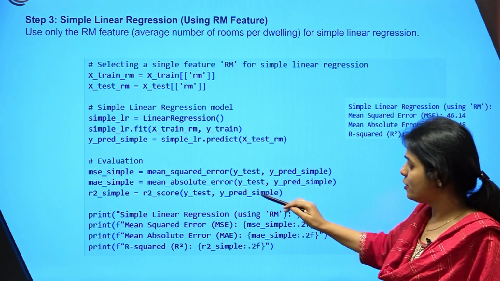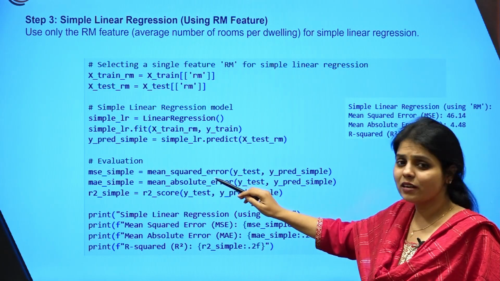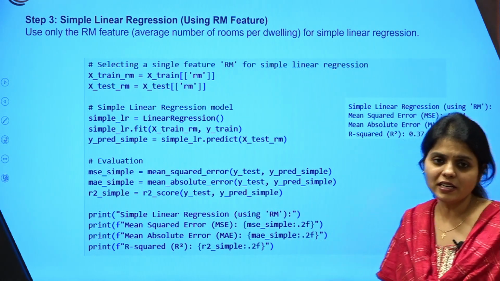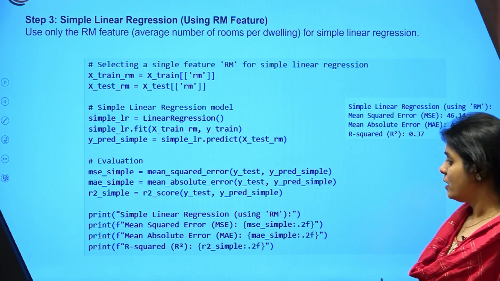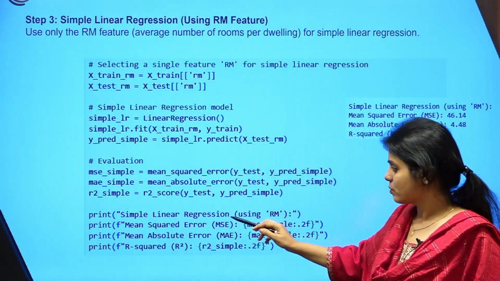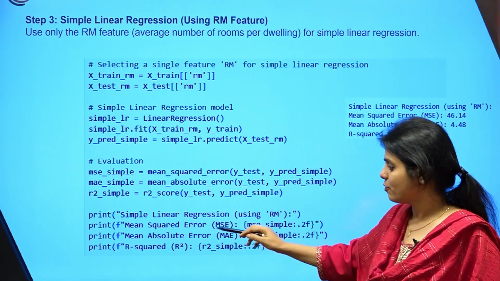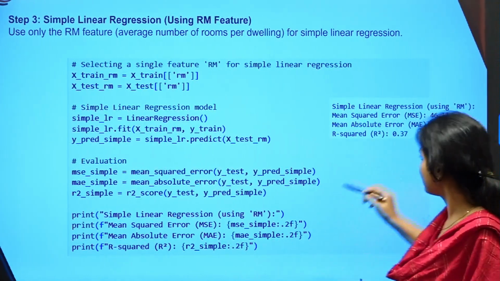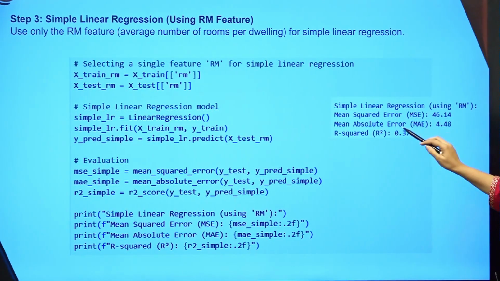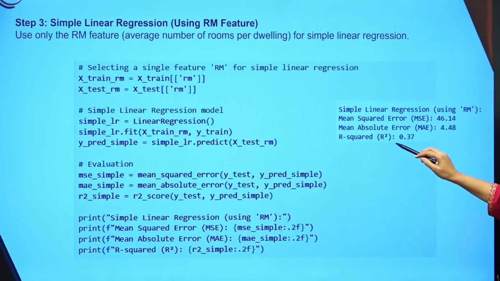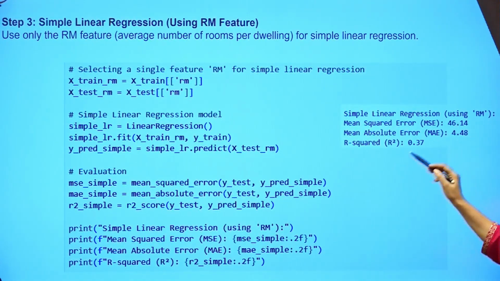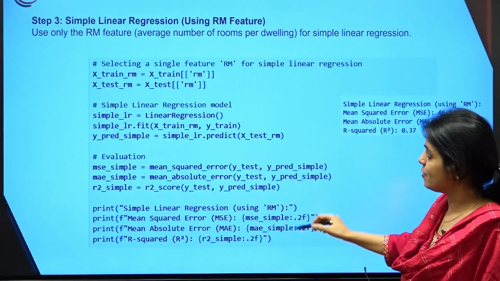Now after that, for evaluation, I want to evaluate mean square error. I also want to evaluate mean absolute error. I also want to evaluate R2 score. Okay. I want to print the values for mean square error, mean absolute error and R square error. As you can see here in the output, the mean square error value is 46, mean absolute error is 4.48 and R square value is 0.37. Okay. So this is the result of the evaluation that I have taken.